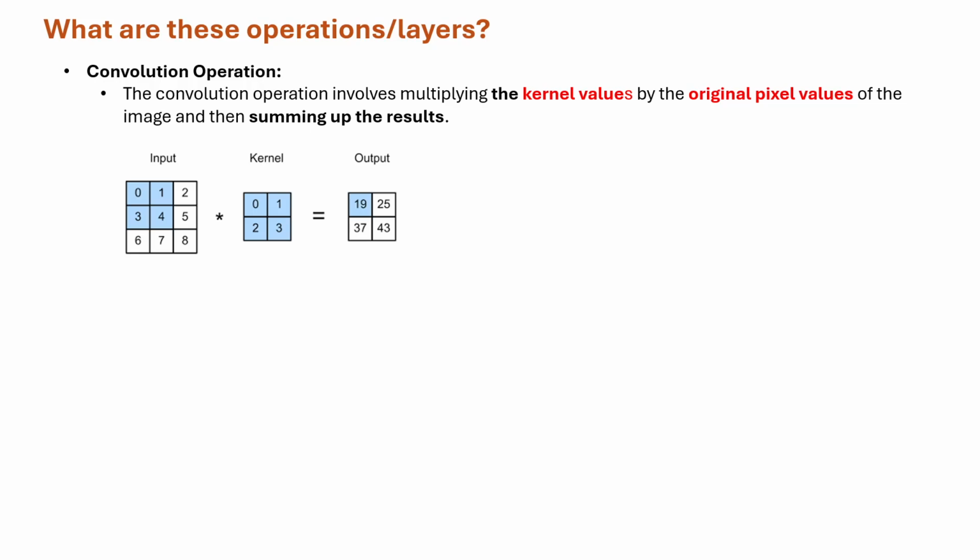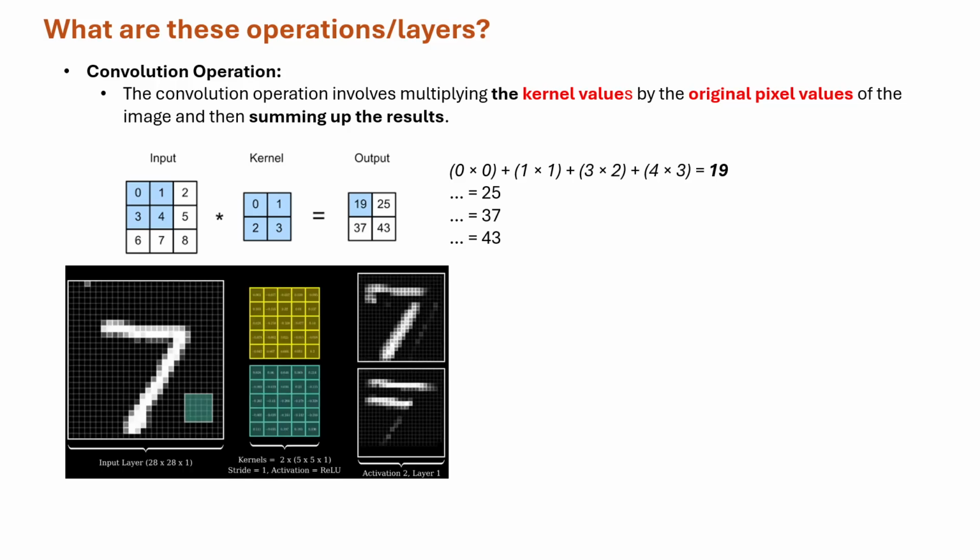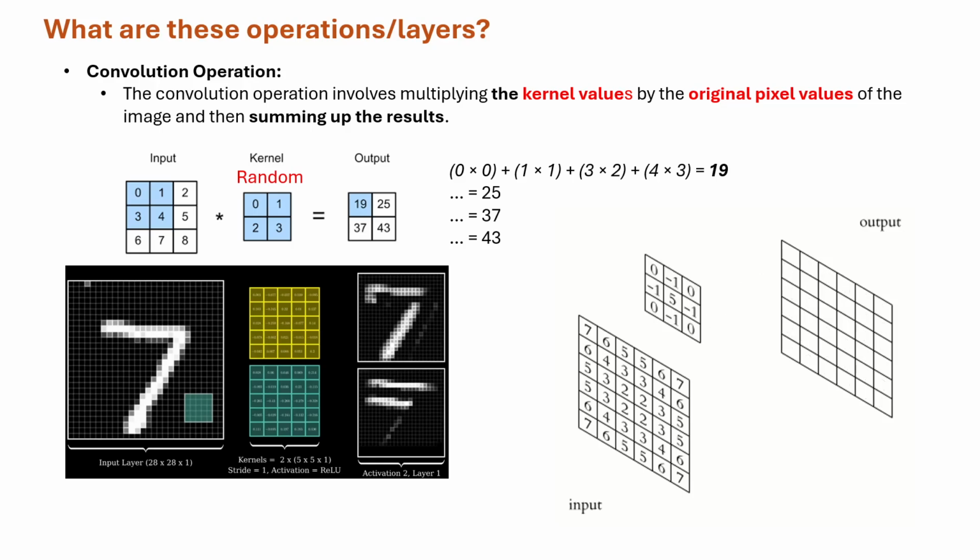The convolution operation involves multiplying the kernel values by the original pixel values of the image and then summing up the results. Original pixel values are the input image. The kernel value is a small matrix of numbers that will help us detect local patterns, edges, corners, textures. For example, in this handwritten 7, we can see that applying the convolution operation starts detecting the important pattern. These kernel values start random, as you may have expected, and then they get updated in the training process, just like weights and biases. I hope that this animation helps. It is not mine, of course.